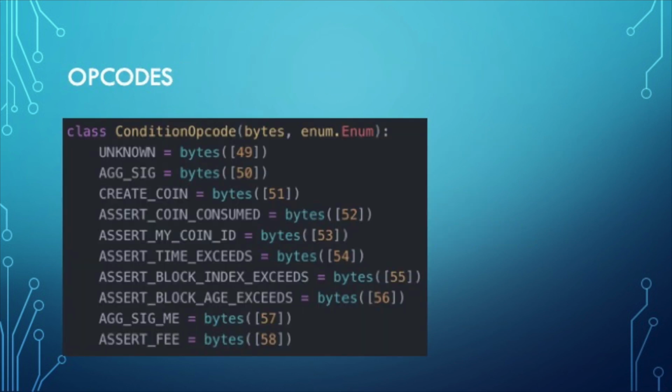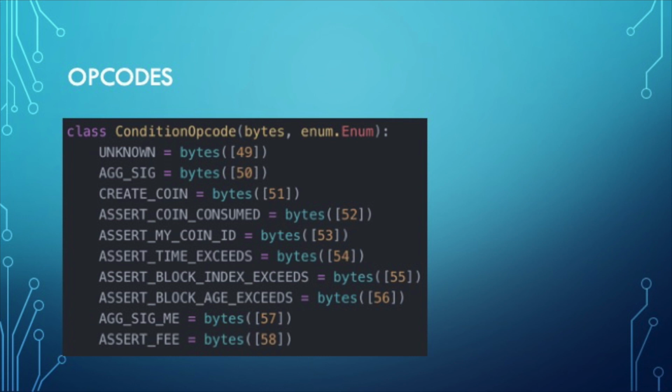Here is our actual list of opcodes. Aggregated signature checks that there is a signature for a value from a particular key. Create coin will create a new coin with a given puzzle hash and amount. Assert coin consumed checks that a coin specified has been consumed in this block. Assert my coin ID asserts that your coin ID is the hash given. And then there are some related to timing, another one related to the signatures attached, and one that talks about the fee. And these conditions should be returned as a list to the blockchain network.